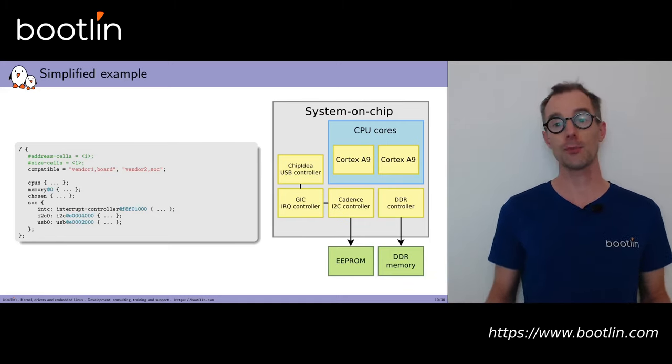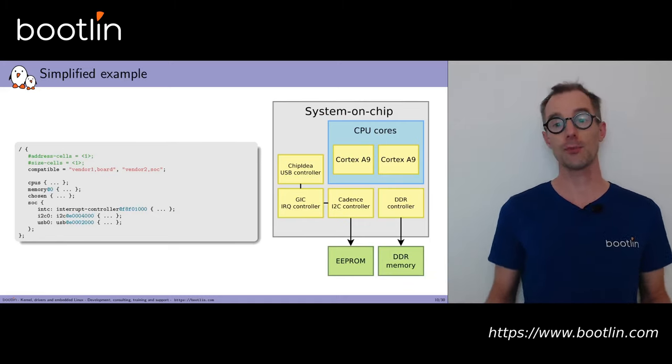And then it has a number of subnodes. Some of those nodes are mandatory in the device tree specification, and some are really specific to each platform. The CPU's subnode is specified by the device tree spec, and it will contain description of the CPUs. Memory will describe the memory. Chosen will describe firmware-related information, and SoC, in this case, will describe the devices inside the system on chip. So let's have a look at those subnodes, starting with the CPU subnode.